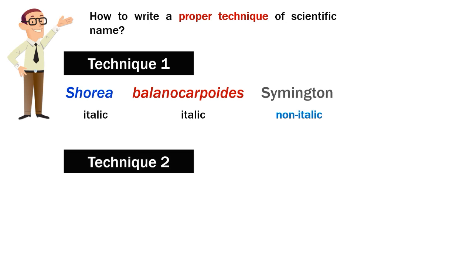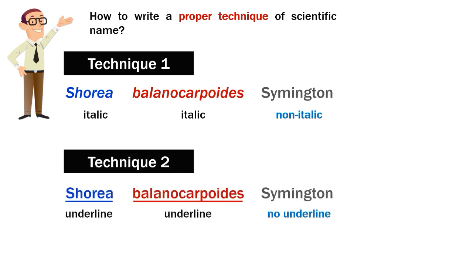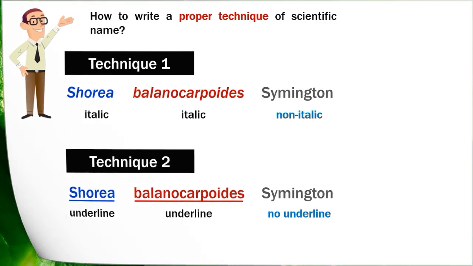The second technique, you also can write the genus and species by underlining those two words, genus and species, but not the person who described it.